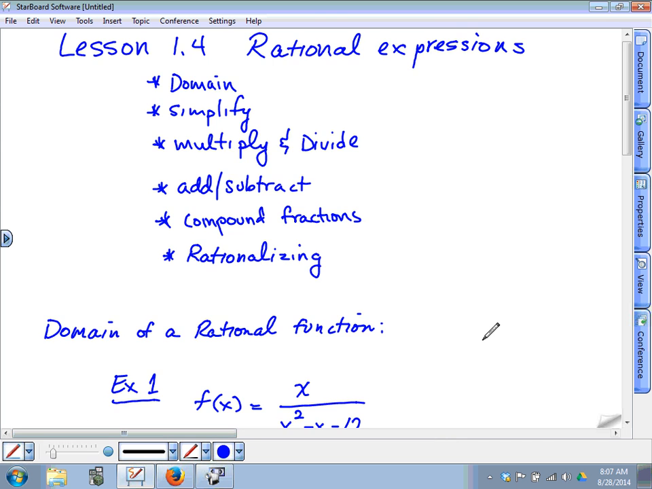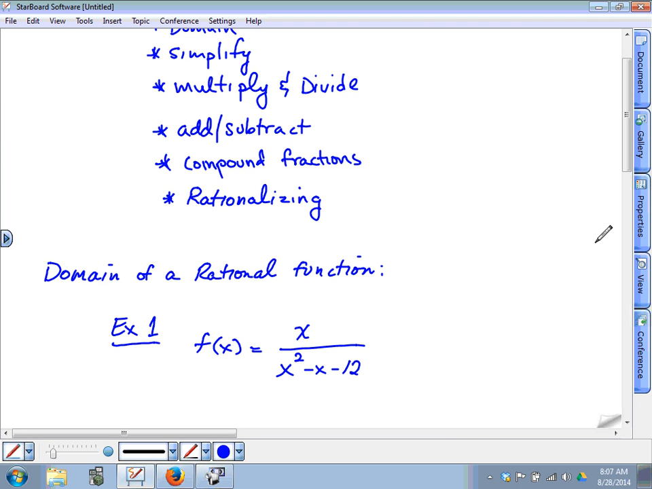So let's take a look at the problem at hand. X divided by x squared minus x minus 12. One little tiny thing we need to do first before determining the domain. Factor the denominator. You need to look at it in factored form. Very easy to factor. How does it factor? X minus 4, x plus 3. So no sweat.